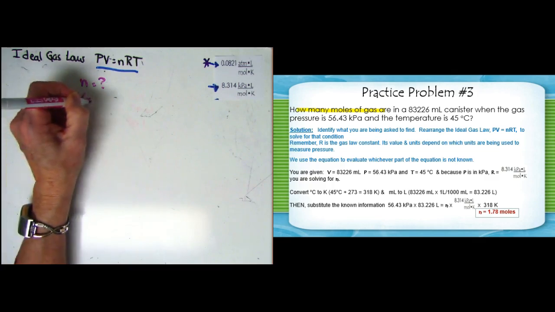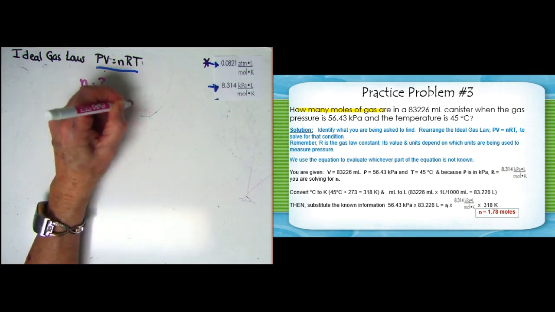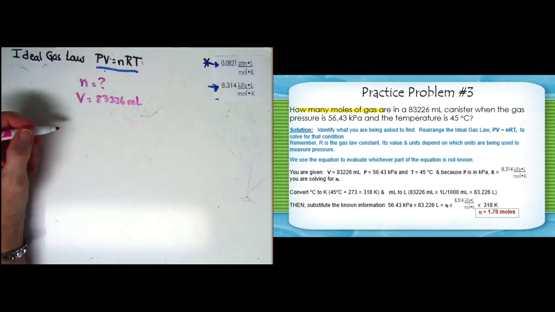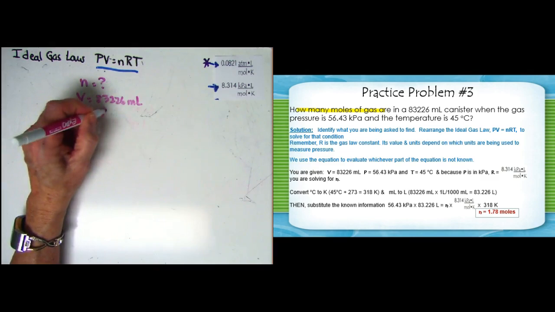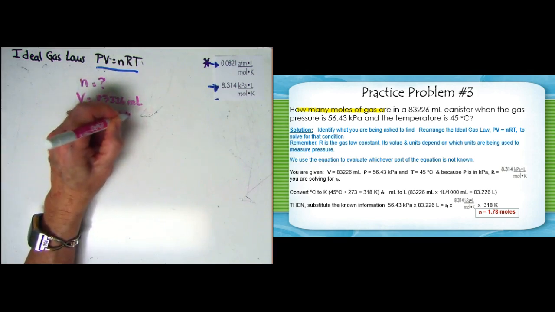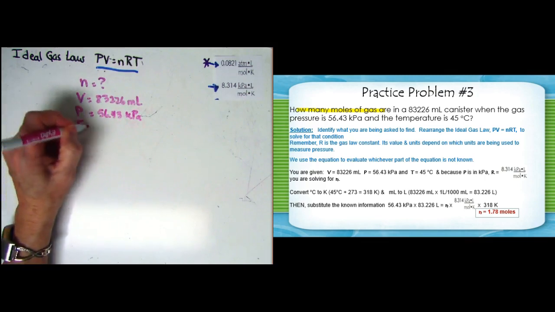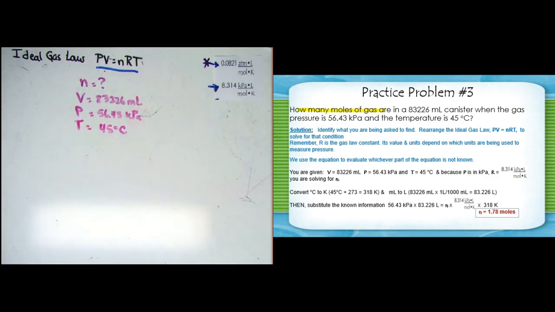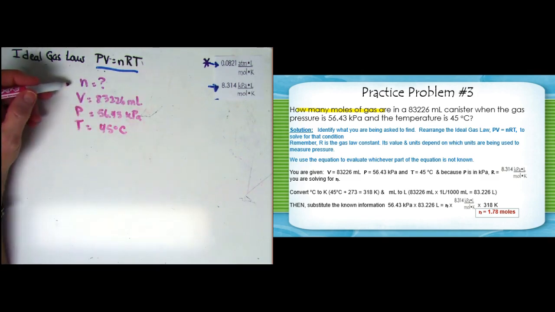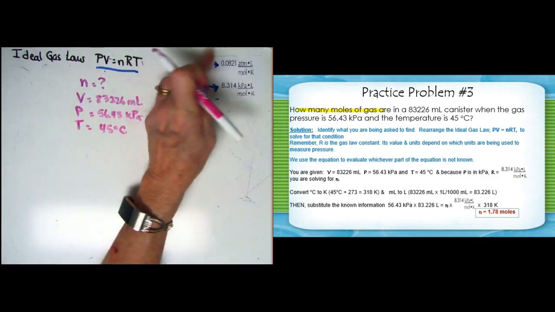I'm not going to do this, I'm just going to do this in order. 8.326 milliliters. Alright, when a gas is at pressure 5643 kilopascals, and the temperature is 45 degrees Celsius. What don't we have here, guys? We don't have moles. We already knew that from the beginning. We know what R is going to be. It's going to be the bottom R because we're talking about kilopascals.